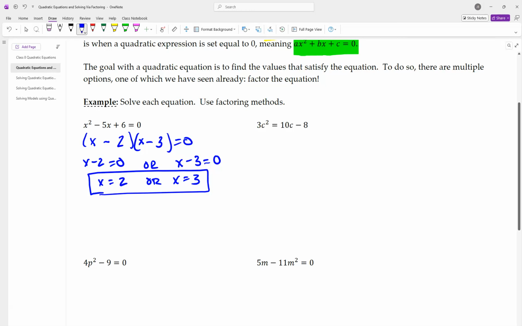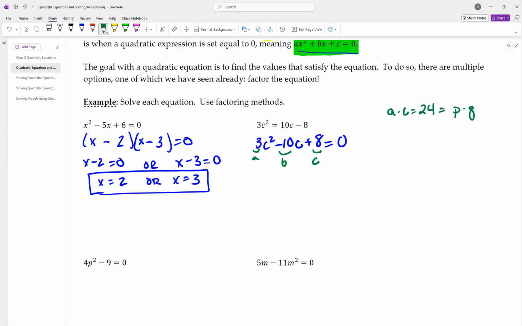Again, we want to move everything to the same side of the equation, so we want to do that always first. So we're going to move the 10c over to the left side and the 8 over to the other side, changing the signs as we do that. And now I'm going to try the AC method. Again, this 3 is our a, negative 10c is our b, and 8 is our c. So I'm going to go off to the side here and say, okay, a times c is 24, which is p times q, and I'm trying to find p and q. And then b is negative 10, and that should equal p plus q.